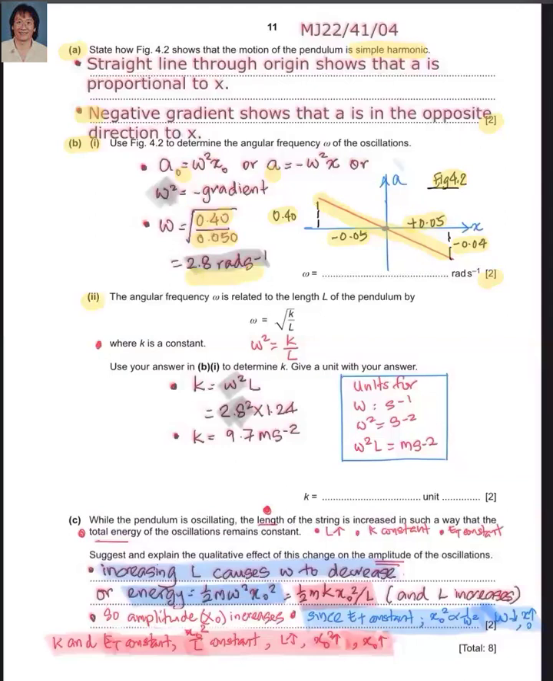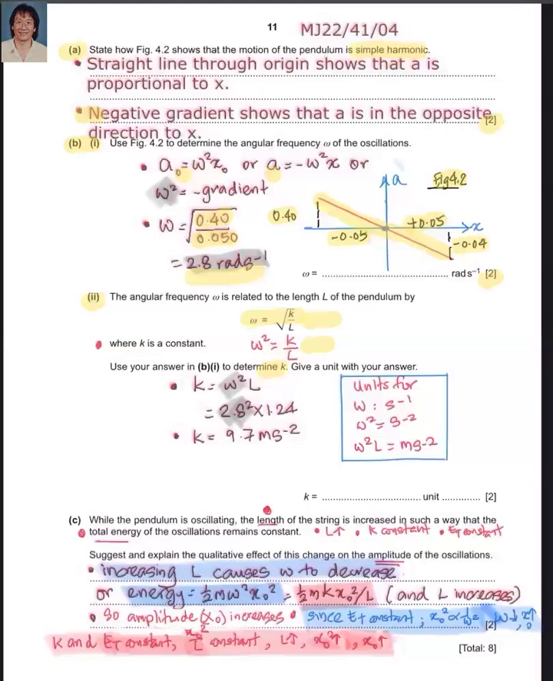In part 2, the angular frequency omega is related to the length L of the pendulum by this formula given to you, where K is a constant. In order to determine the K, we have to square both sides of this equation. So your omega square equals to K divided by L. So from here, K equals to omega square times L. Omega square is calculated already in B part 1. So K equals to 2.8 square times 1.24, since the length L equals to 1.24 meter. So your K equals to 9.7 meter per second square.